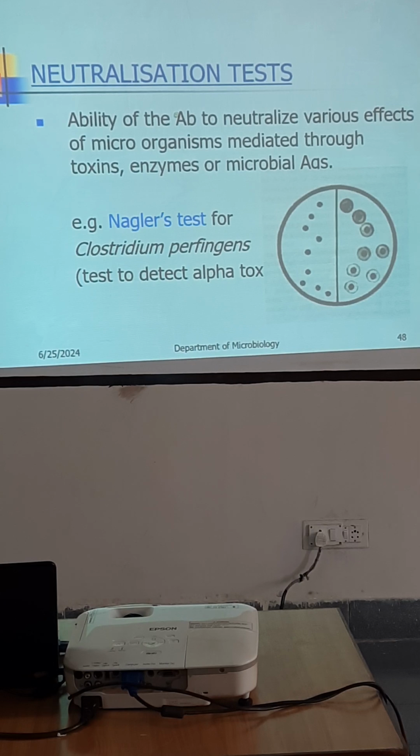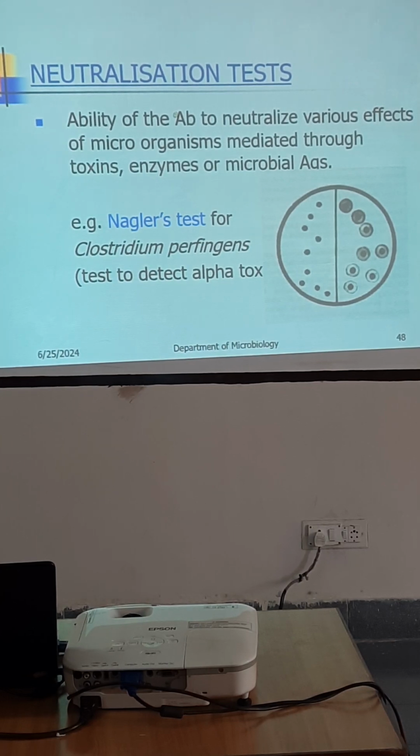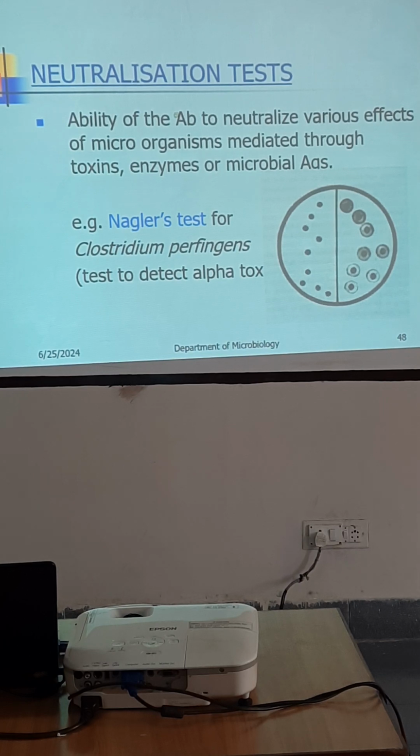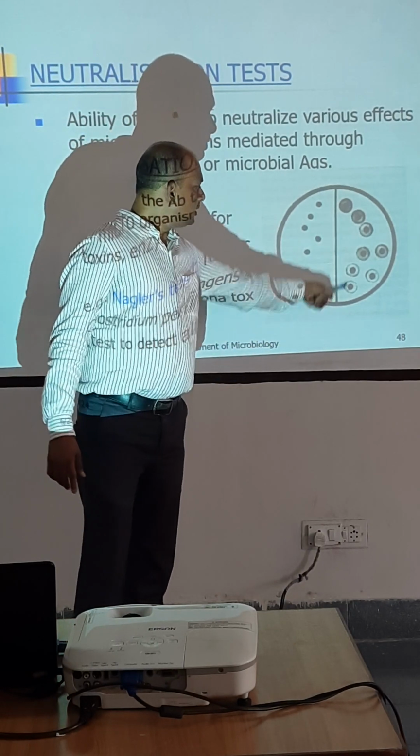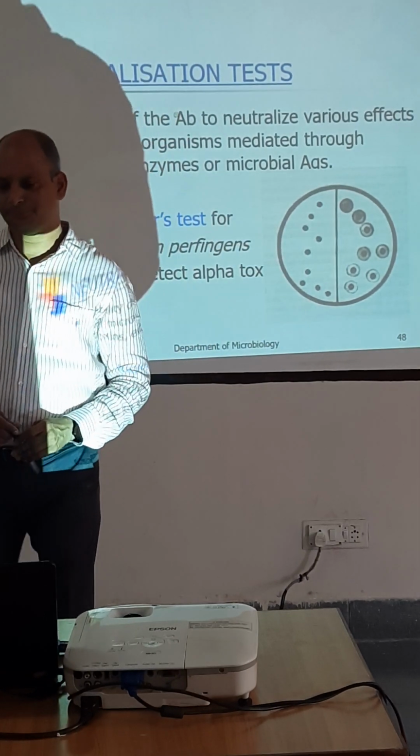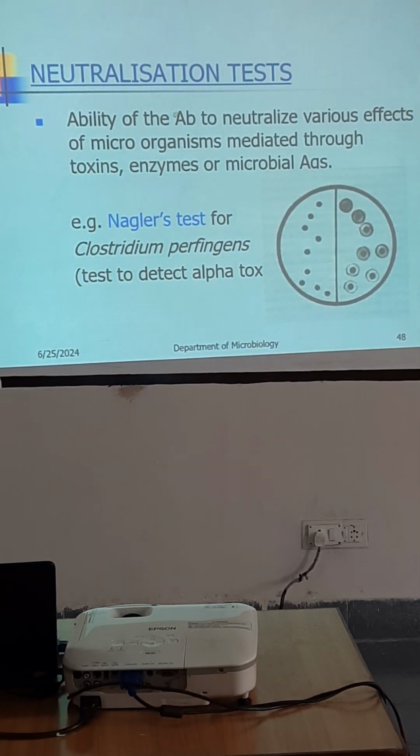Neutralization test is another test where the ability of the antibody to neutralize various effects of microorganisms mediated through toxin, enzyme, and microbial antigens can be seen. An example is Nagler's reaction or Nagler's test, which is done for detection of the alpha toxin, which is produced by the Clostridium perfringens. Okay, where we are using a particular medium, which is divided into two halves.